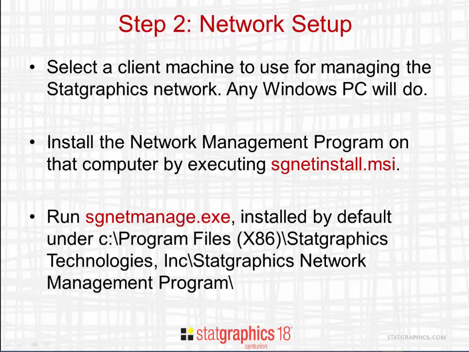Step 2 sets up the network and the license files. Begin by selecting a client machine to use for managing the Statgraphics network. Any Windows PC will do for this purpose. Install the network management program on that computer by executing sgnetinstall.msi. Then run sgnetmanage.exe to set up the network.